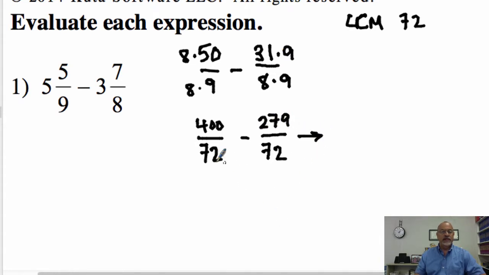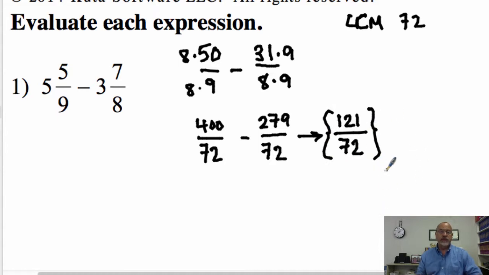So now that my denominators are the same, my answer is going to have the same denominator, because you remember we don't touch the denominator once it's the same when we're adding or subtracting, and then we simply add or subtract the numerator. So this is 400 minus 279, which is 121. I would then look to simplify this fraction if I could. In other words, is there a common factor for 121 and 72? And there is not, so 121 over 72 is my final answer.